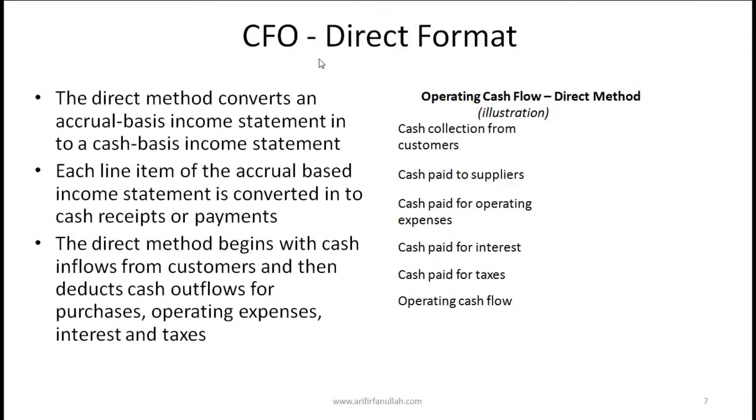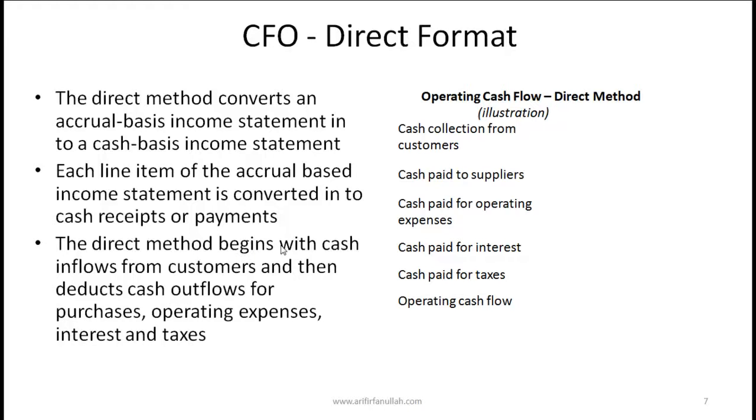So now let's talk about the CFO, and there are two formats in which the cash flow from operations can be presented: the direct format and the indirect format, which we will talk about later. In the direct format, we basically convert the accrual basis income statement to a cash basis income statement. So effectively we are saying that we simply need to record all the operating related cash that came in and all the operating cash that went out. Each line item on the accrual based income statement is converted into cash receipts or payments.